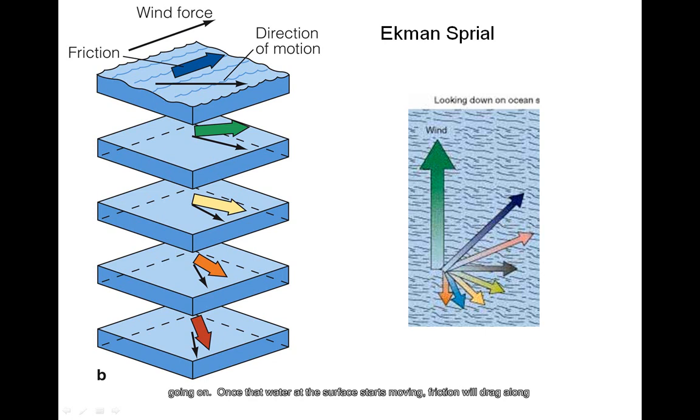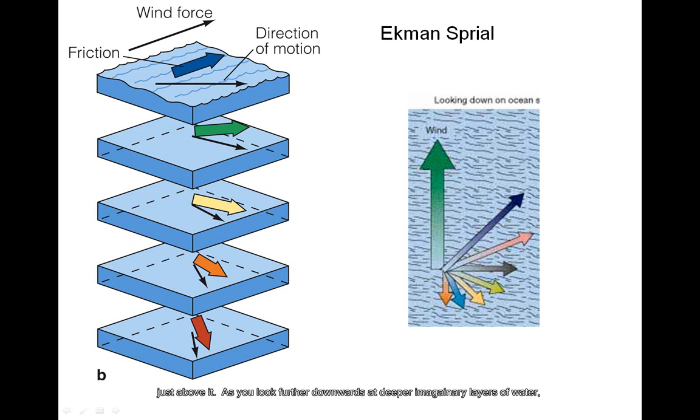Now, once that water right at the very surface starts moving, friction will drag along water molecules beneath it as well. Okay, imagine there's another little thin layer just below that top one. But these deeper water molecules are further deflected by Coriolis and end up moving even further to the right of the wind. Now, this current a little deeper down is also going to be moving a little bit slower than the water just above it.